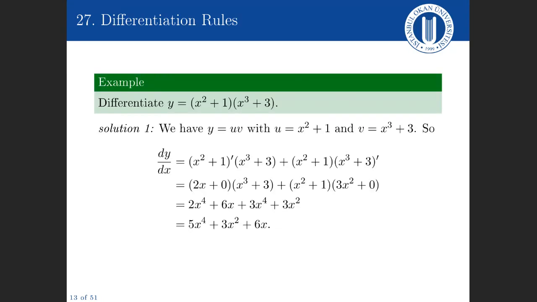For example, differentiate y is equal to x squared plus 1 multiplied by x cubed plus 3. We have a product of two functions. We have y is equal to u multiplied by v, where u is x squared plus 1 and v is x cubed plus 3. So we could use the product rule if we wanted to. First, we could differentiate u and then leave v as it is. And then we could leave u as it is and differentiate v. And if we go through this calculation, and I'm going to leave this for you to check, we find that the answer is 5x to the power 4 plus 3x squared plus 6x.